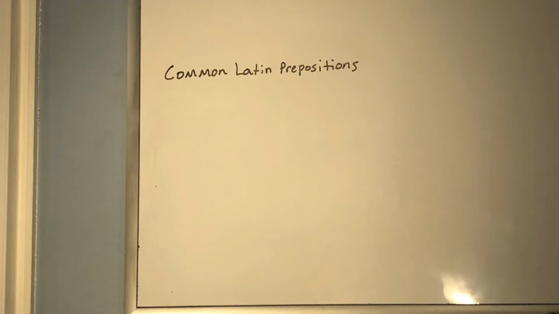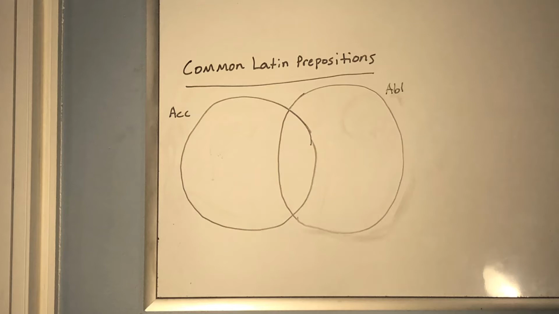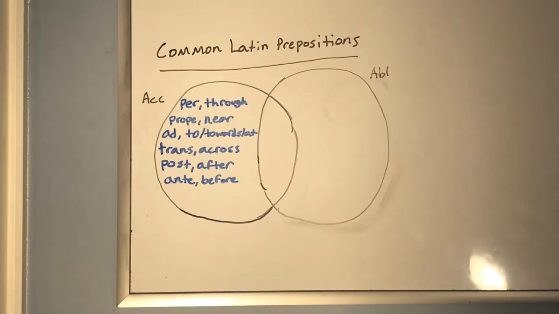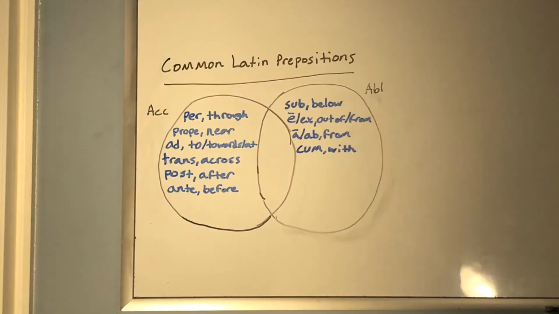Now I'll show you some common Latin prepositions. I have this Venn diagram here separated by prepositions that take accusative nouns on the left and prepositions that take ablative nouns on the right. Here are some of the common prepositions that take accusative nouns. Per meaning through, prope meaning near, ad meaning to, towards, or at, trans meaning across, post meaning after, and ante meaning before. Here are some of the common prepositions that take ablative nouns. Sub meaning below, e or ex meaning out of or from, a or ab meaning from, and cum meaning with.